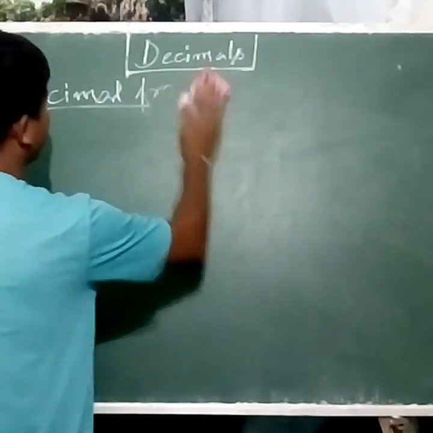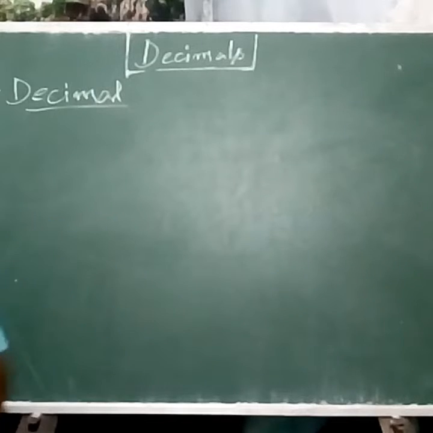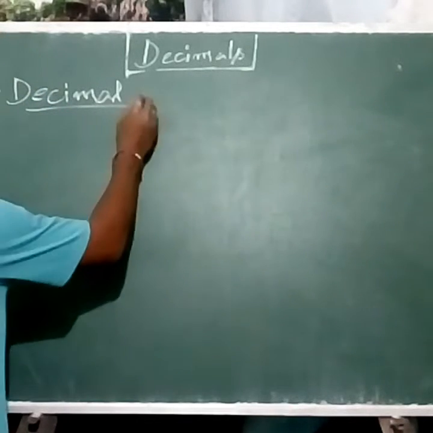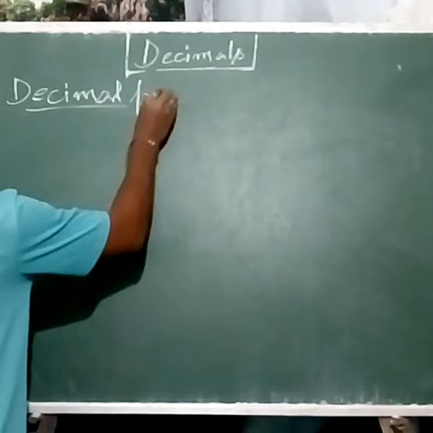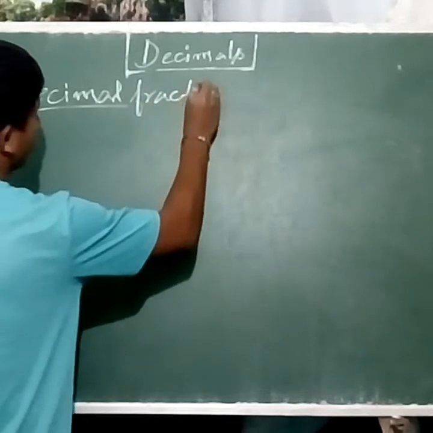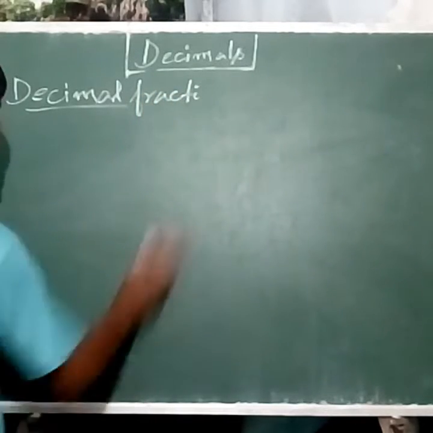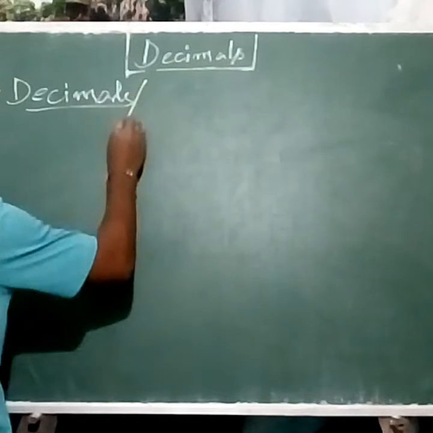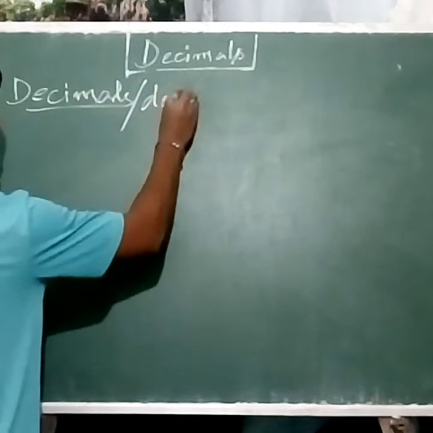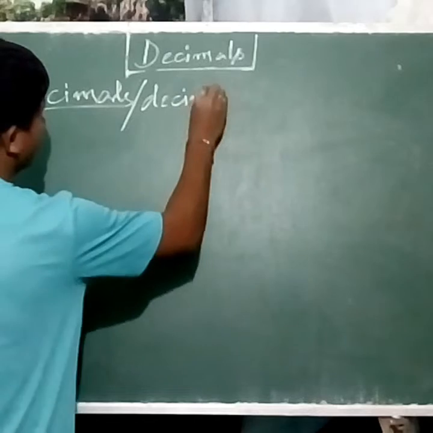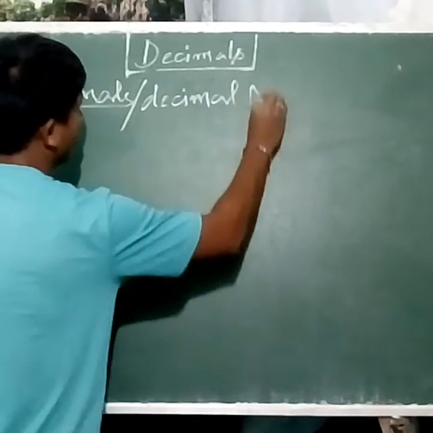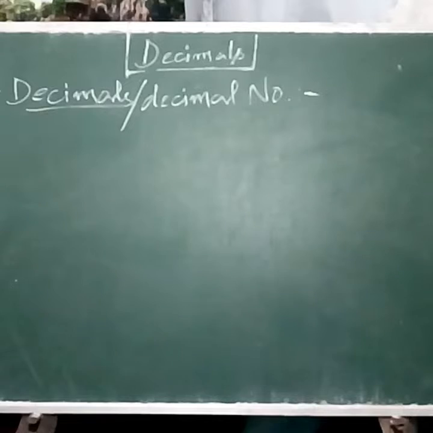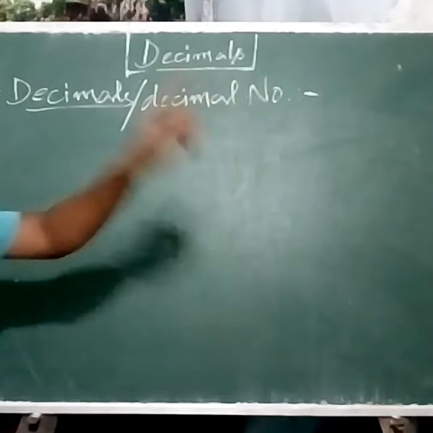Now the next point is decimal. A decimal fraction is a decimal number. Not decimal fraction again. Decimals, or decimal number.